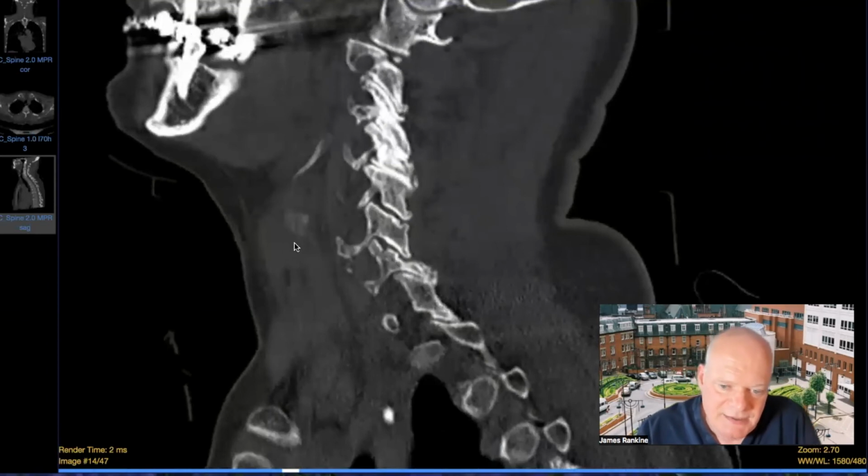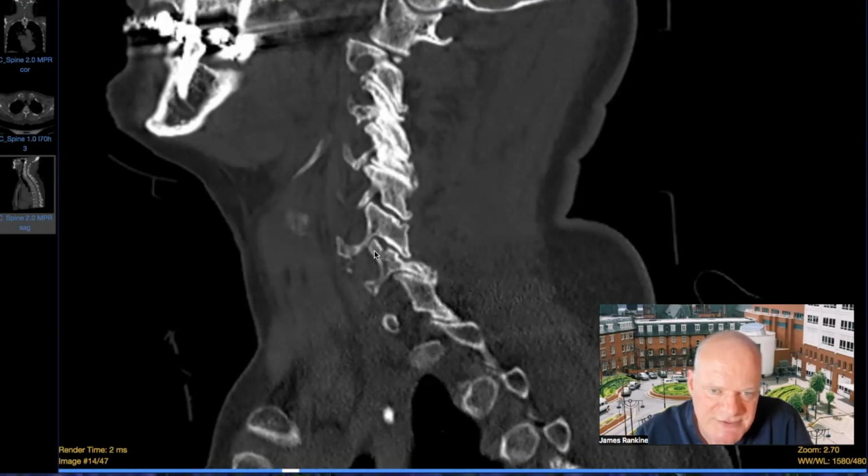Okay, so there it is. There's the fracture of the facet joint. It doesn't look very much, but this is a horizontally orientated fracture through a facet joint. And a horizontally orientated fracture through a facet joint is always significant. It is evidence of a flexion injury.